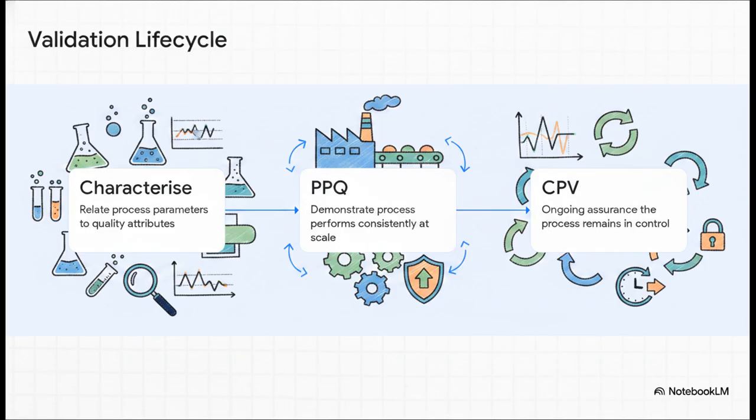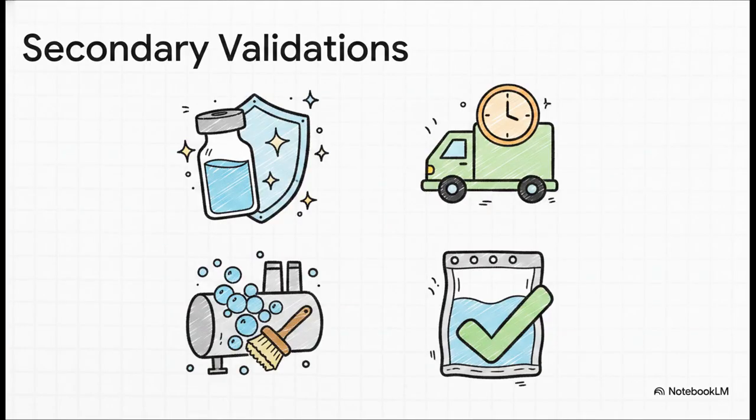Step 1 is process characterization, where you run studies to figure out exactly how your process parameters impact your final product quality attributes. Then, Step 2 is the big one, process performance qualification, or PPQ. This is that critical demonstration showing your commercial scale process performs consistently across a set number of batches. Finally, Step 3 is continued process verification, which provides ongoing everyday assurance that the process stays perfectly in control during routine production. But hold on, PPQ isn't the whole story.